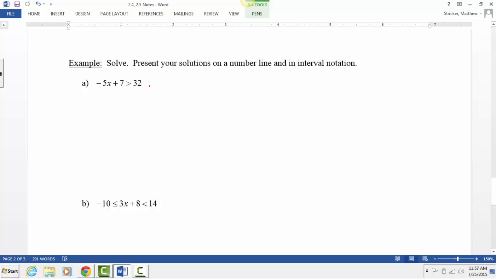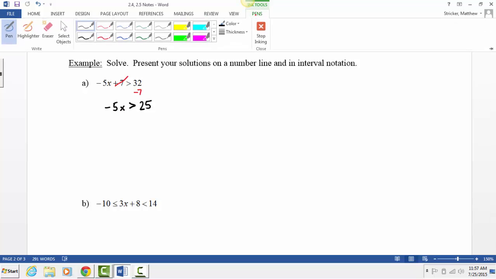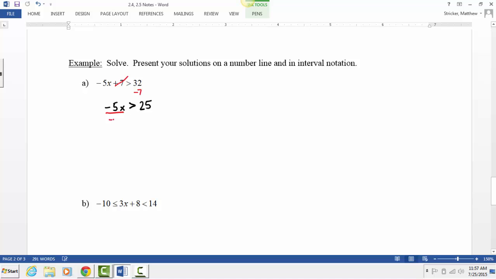If I was going to solve this, just like we've been solving equations, we want to get the x's on one side, numbers on the other. So I'm going to need to move this positive 7 to the other side, which makes it a negative 7. If I move it, change sides, change signs. So this is negative 5x coming down, greater than, bring that greater than down. 32 minus 7, 25. Okay, this x is married to the negative 5 by multiplication. Multiply, marry, divide, divorce. So I have to divide by negative 5, divide by negative 5. That cancels those.